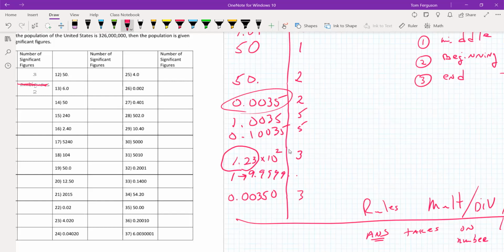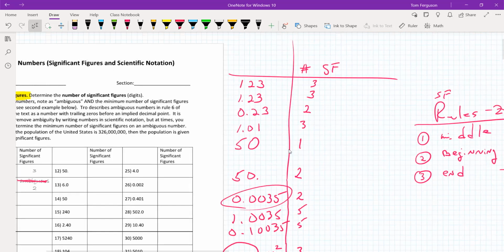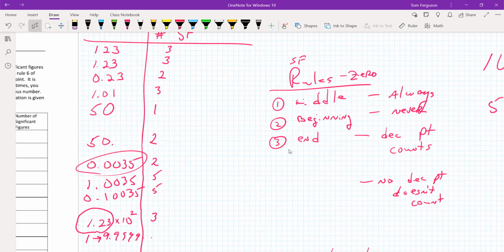Okay, so we have some anomalies. And it all comes down to zero. Where is the zero located? Beginning, middle, end. All right. If it's at the beginning, it's never significant. No exceptions. If it's in the middle, it's always significant. No exceptions. Now, the challenging part is at the end.